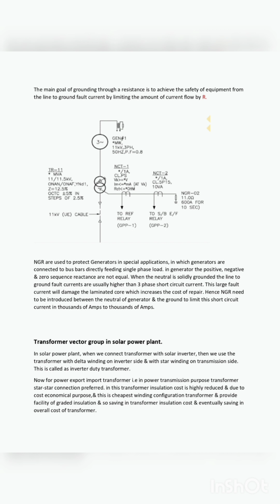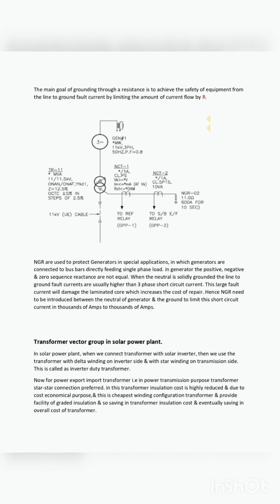When the neutral is solidly grounded, the line-to-ground fault currents are usually higher than the three-phase short circuit current. This large fault current will damage the laminated core, which increases the cost of repair. Hence, an NGR needs to be introduced between the neutral of the generator and the ground to limit this short circuit current from thousands of amps to hundreds of amps.